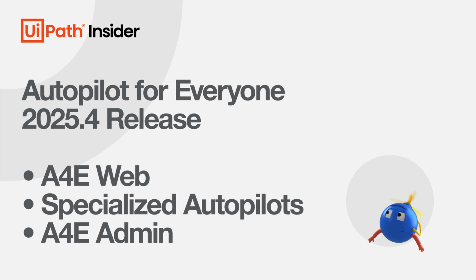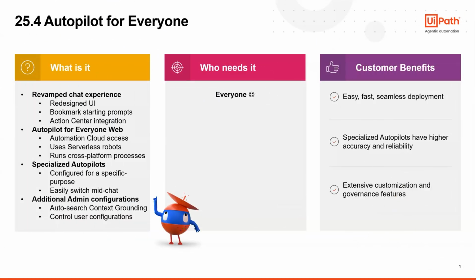And then also we have an integration with Action Center, allowing you to view and complete your Action Center tasks directly from A4E. We also have a web browser version of Autopilot for Everyone coming out. You can access it through Automation Cloud, where it's hosted in Assistant Web. It's going to use serverless robots and run cross-platform processes.